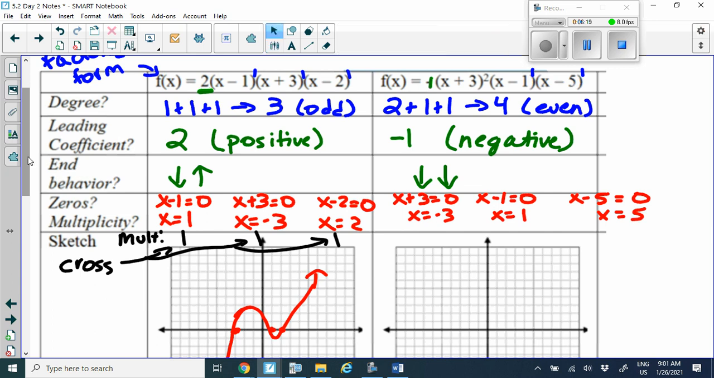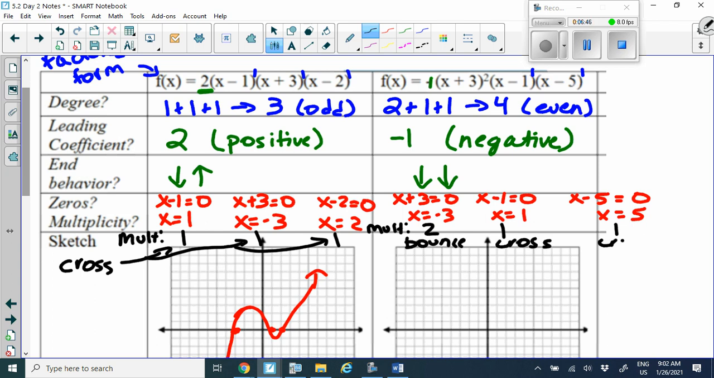Let's figure out the multiplicity. Okay, on the factor of x plus 3, notice we have an exponent of 2, so that's my multiplicity. On the factor of x minus 1, the multiplicity, or the exponent, is 1, so my multiplicity is 1. And then on the factor x minus 5, the exponent is 1, so that's my multiplicity. So remember, we bounce on even multiplicities, and we cross on odd multiplicities.